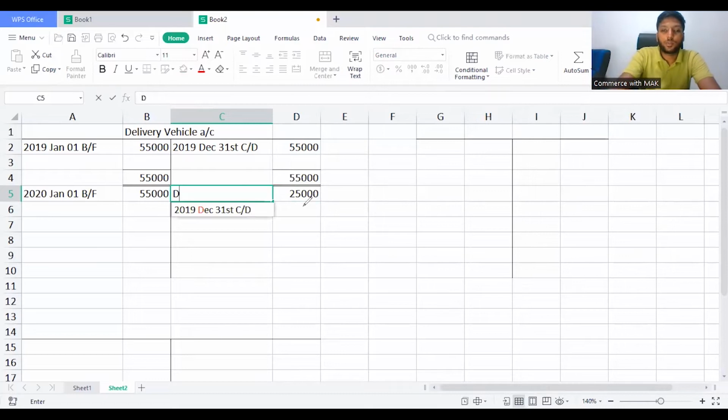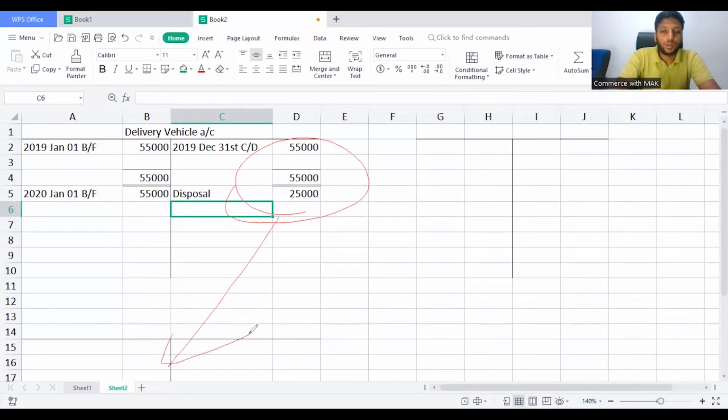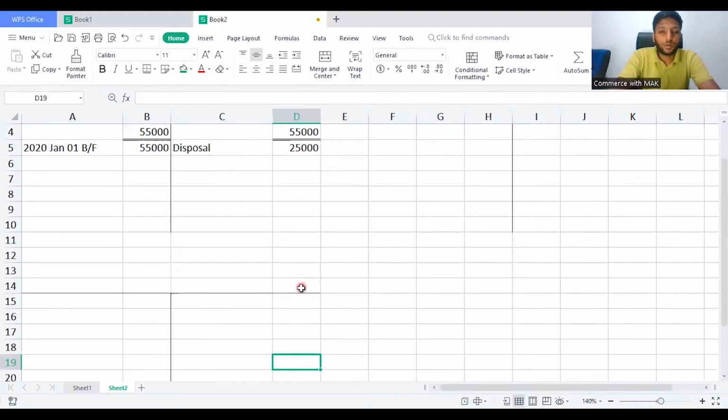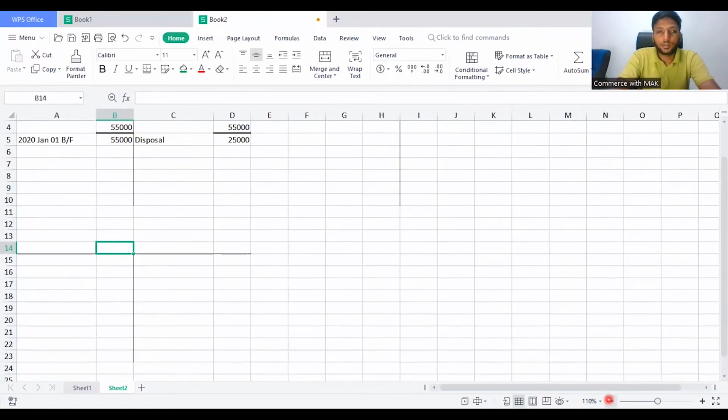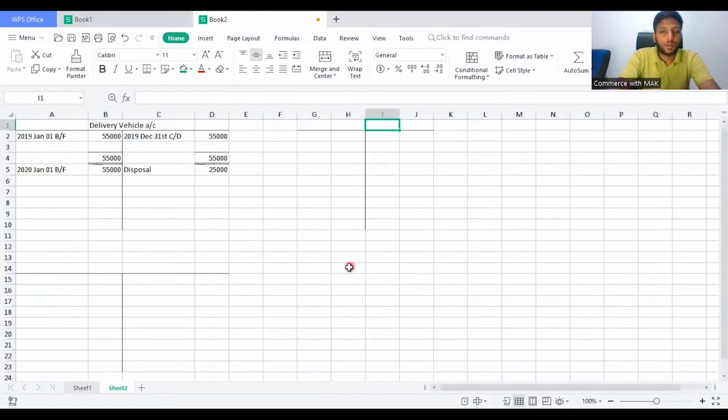So here I will write disposal. Remember to write disposal because I'm removing it off. So this 25,000 will come under what account? Under disposal account. So I'll erase this off and draw disposal account for understanding. To have a complete view, I'm going to minimize this. I hope you guys can have a complete view.